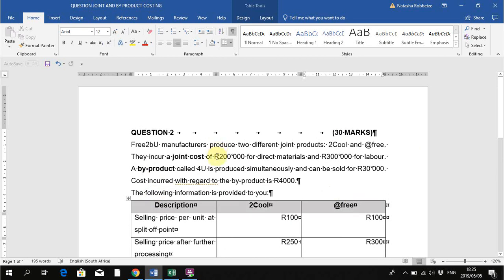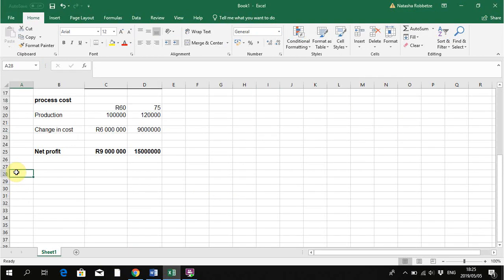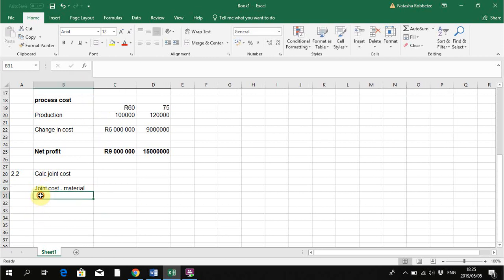So into point 2, the first thing we need to do is calculate the joint cost. So this is a support calc in order to be able to answer the question. If I look at the joint cost, I see that there is some material and there's also some joint cost in terms of labor.